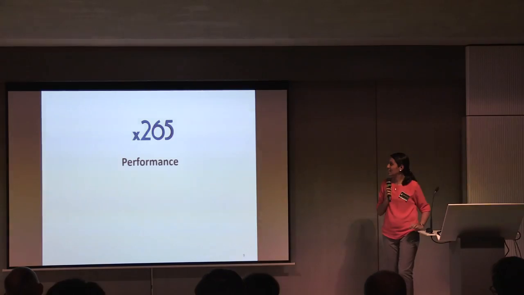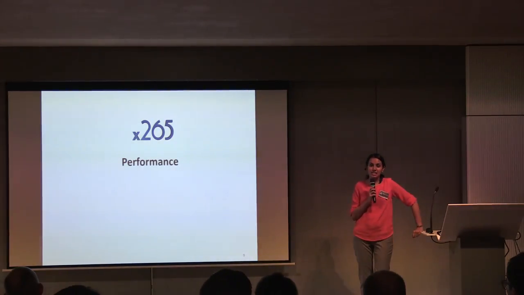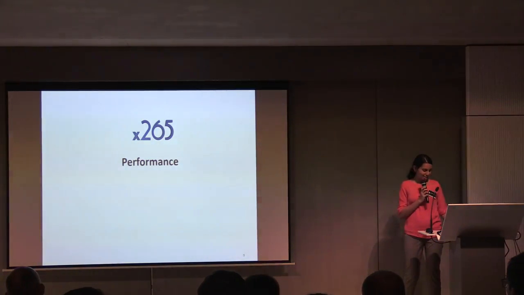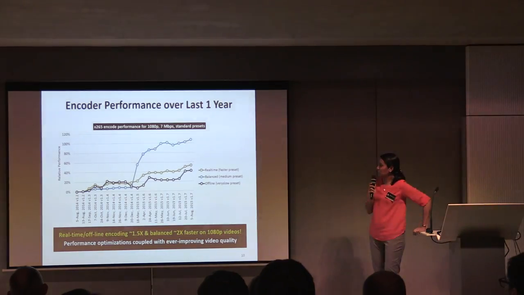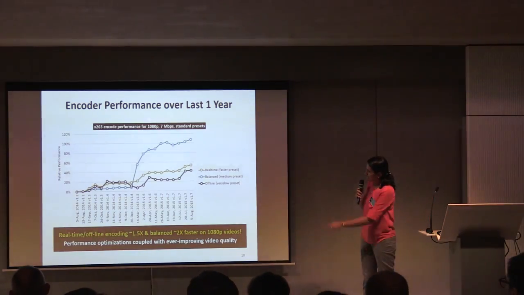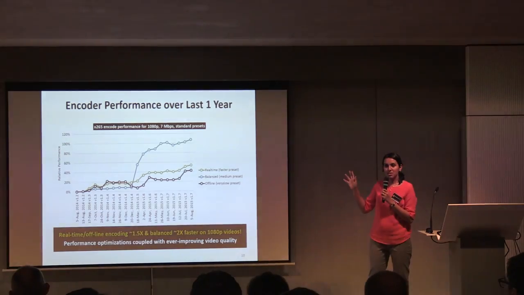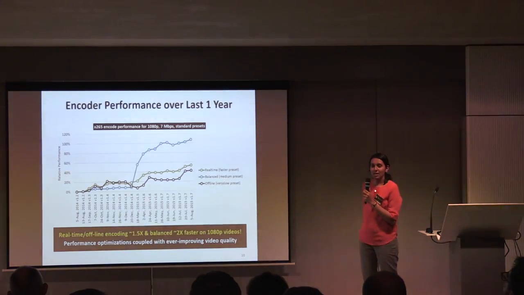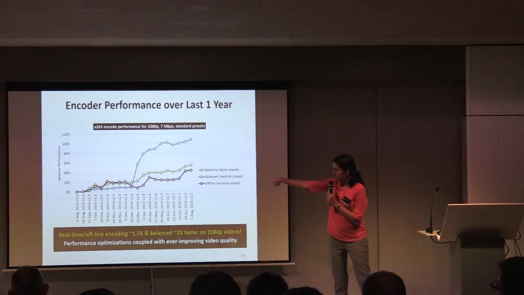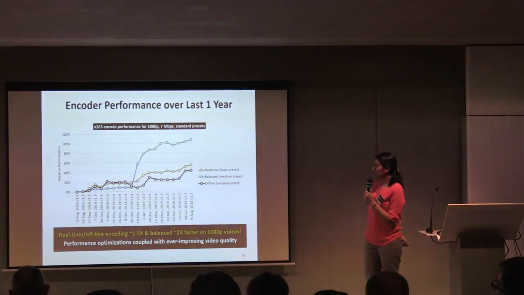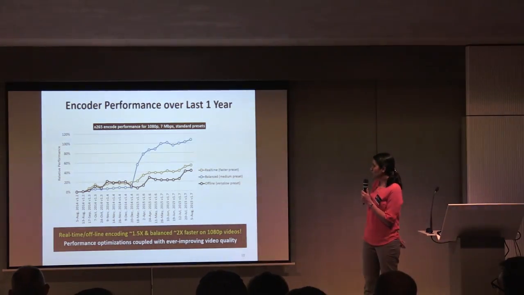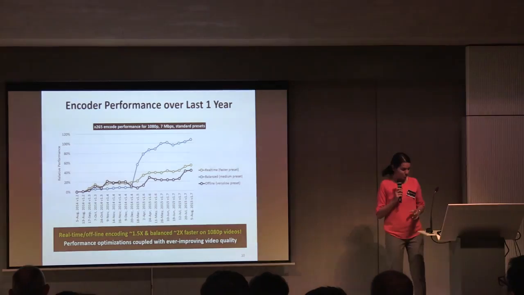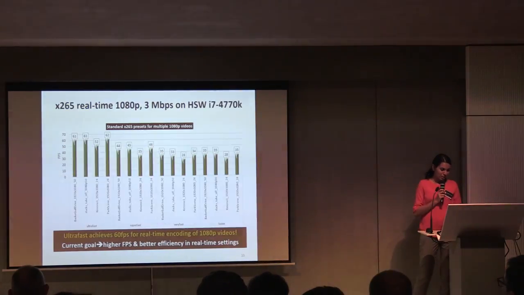Performance. We have also focused heavily on performance in the last 1 year. Next, I have a slide we generated for marketing, but I thought it would be interesting to put it here. Over the last 1 year, the real-time preset, which is our fastest at the moment, has increased by almost 2x. So baseline, the 0% is what we started off with last year same time, and it's increased by about 2x. Medium preset, 40%, very slow 40%, and so on. But we still have a long way to go, as you'll see.